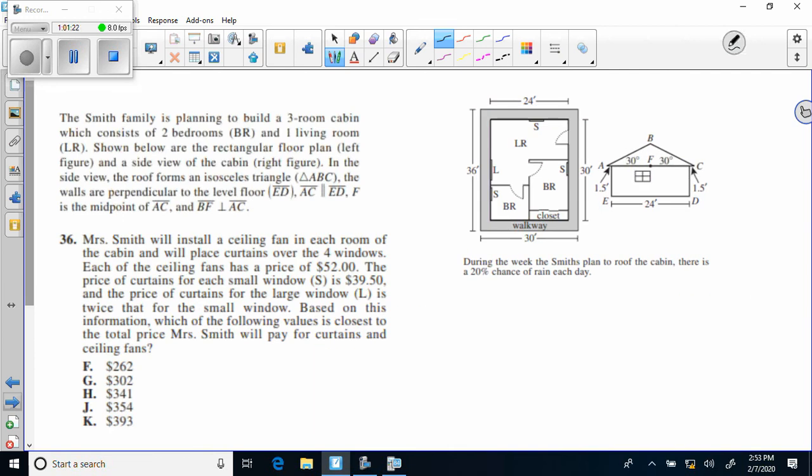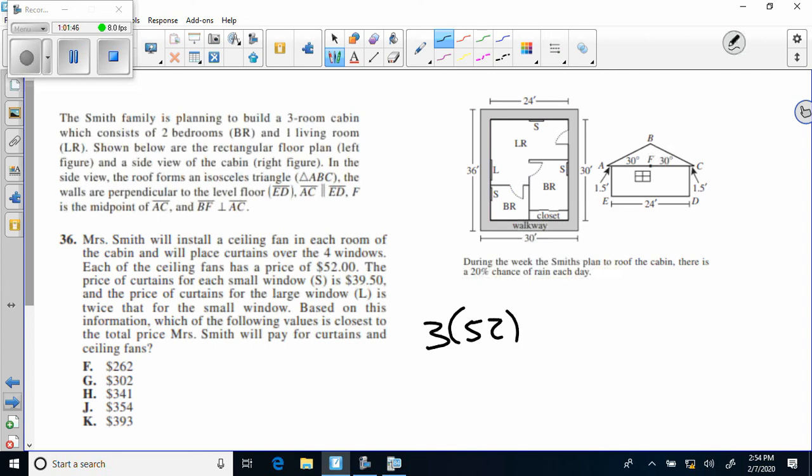36 said, Mrs. Smith will install a ceiling fan in each room of the cabin and will place curtains over the 4 windows. Each of the ceiling fans has a price of $52. So it says she's going to put a ceiling fan in each room, and I've got 3 rooms. I have 2 bedrooms and a living room. So I'm going to have 3 ceiling fans for $52 a piece.